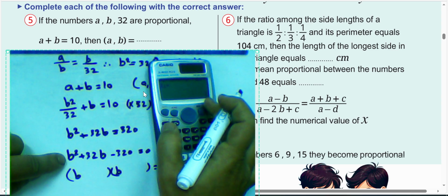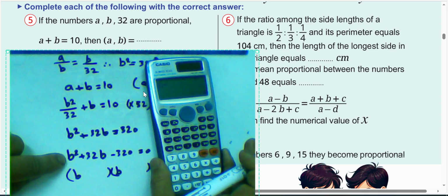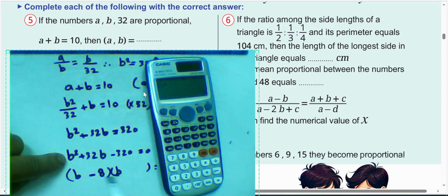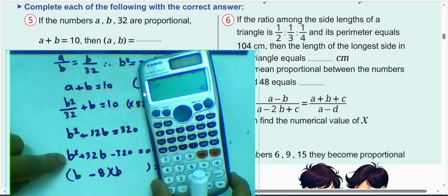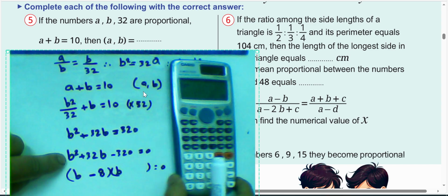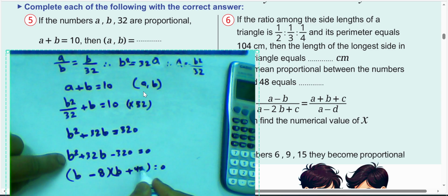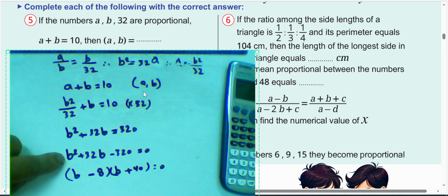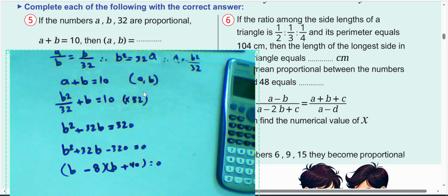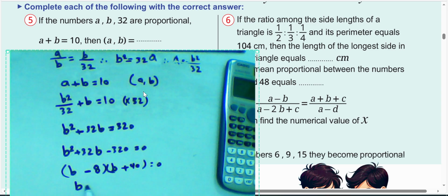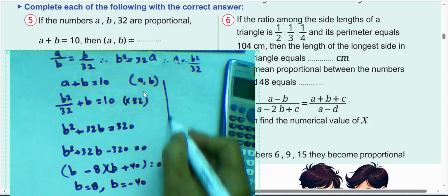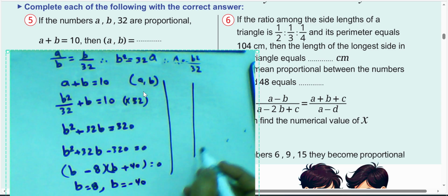The result will be x1 equals 8, and it changes sign. The second solution is negative 40, and I will write positive 40 here. Then we have two solutions for b: the first solution, b equals 8, and b equals negative 40.